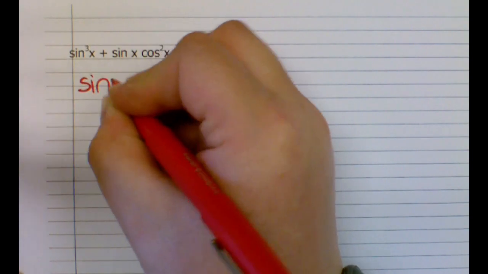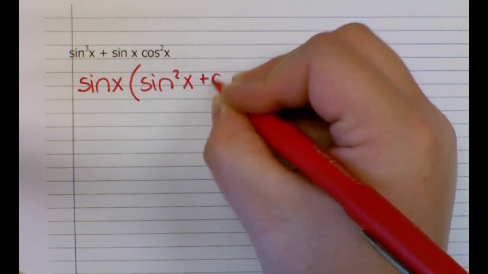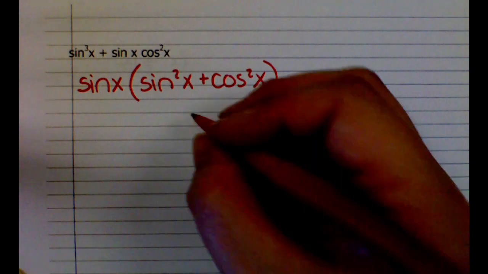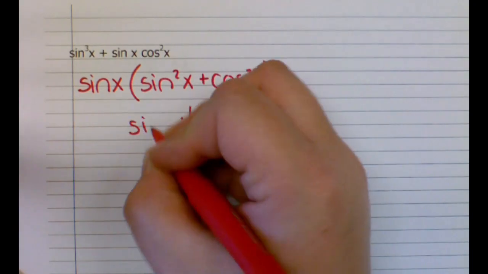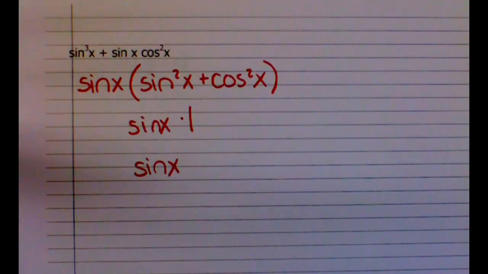All right, sine cubed of x plus sine of x times cosine squared of x. I see a GCF I could factor out. I'm going to take a sine of x out of everything. That leaves me sine squared of x plus cosine squared of x, and sine squared plus cosine squared is 1. So I just have sine of x times 1, which is just sine of x. All that craziness simplified to just one simple thing.